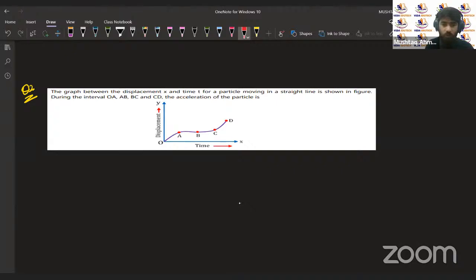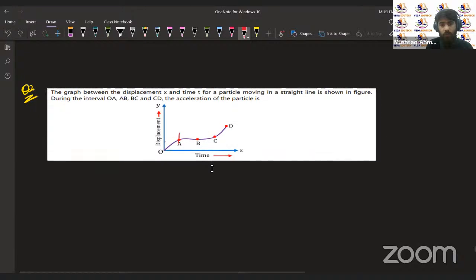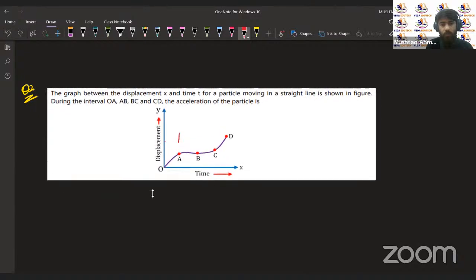Let's suppose between OA, we can see that here the slope of this curve is continuously decreasing, right? Slope is decreasing.